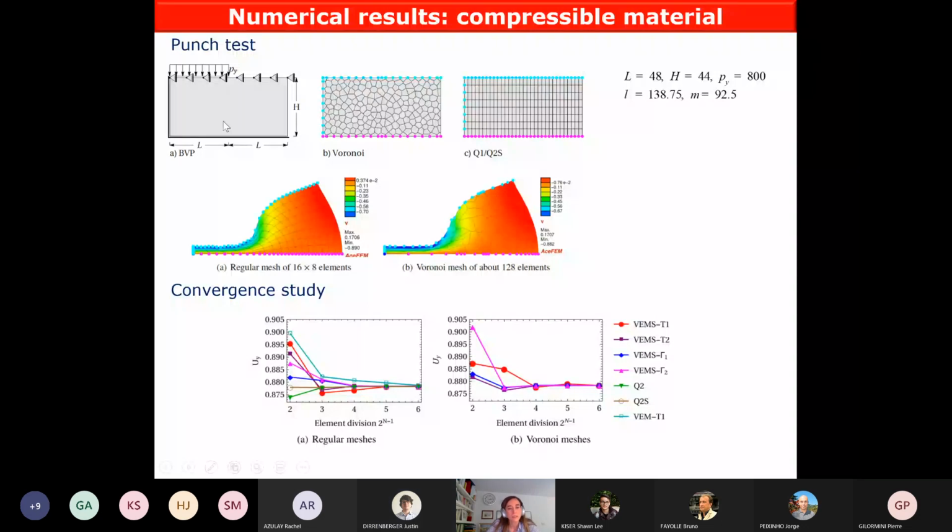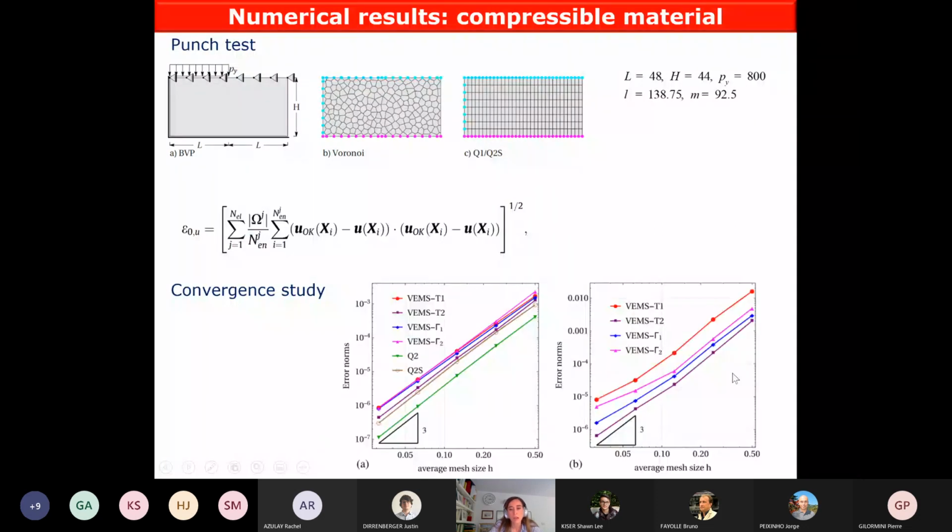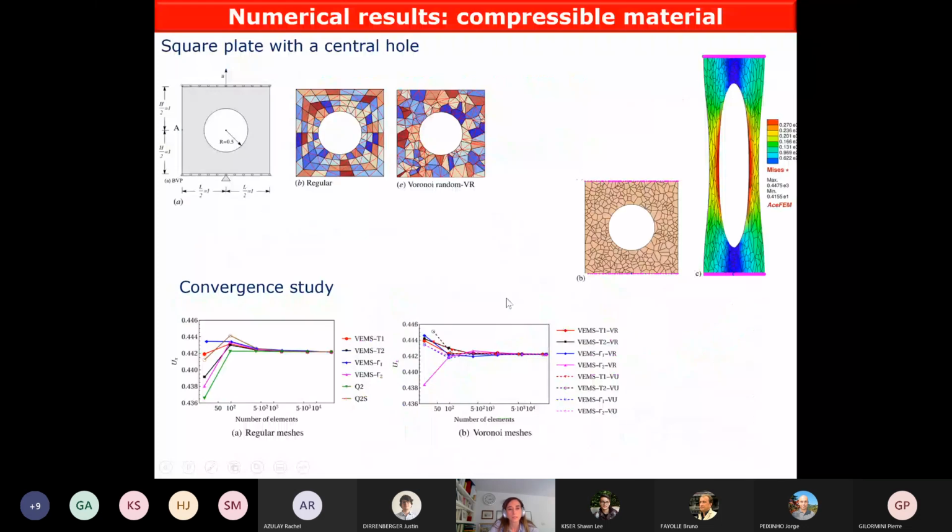And this is another example. So I will go faster on these. Also for this example, we can confirm the optimal convergence rate of this formulation. The last example for compressible material is a square plate with a central hole. Also in this case, the formulation exhibits very stable, very robust and fast convergence properties.